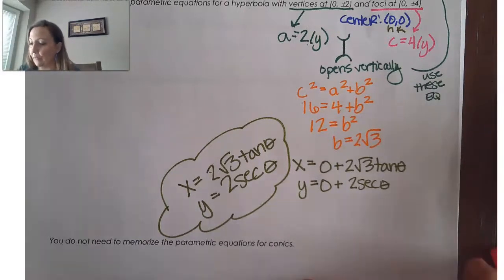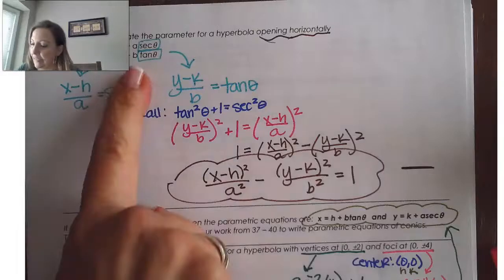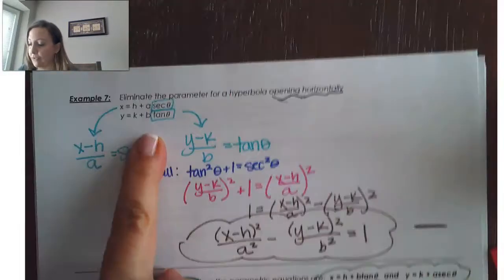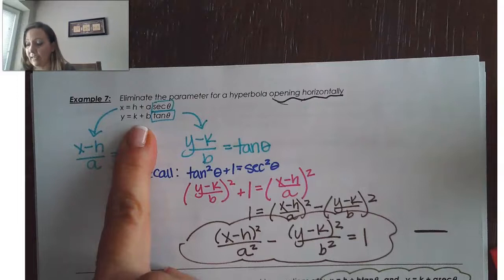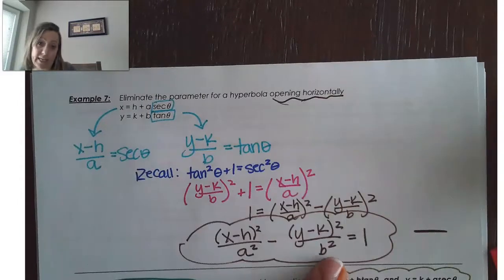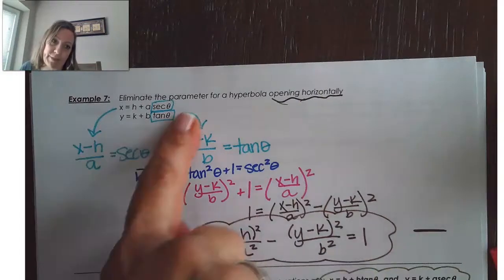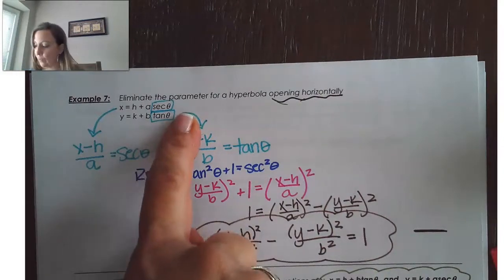So again, now that we know that, like in example 7, if these were the parametric equations, that tells us that the hyperbola is going to open horizontally. And so if the hyperbola opens horizontally, those would in turn be the parametric equations that we use.